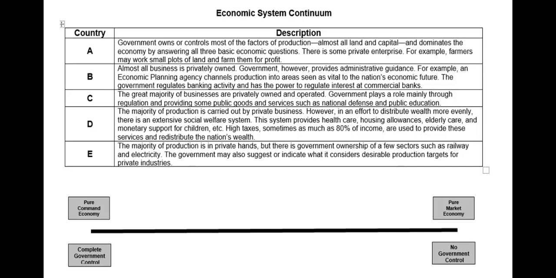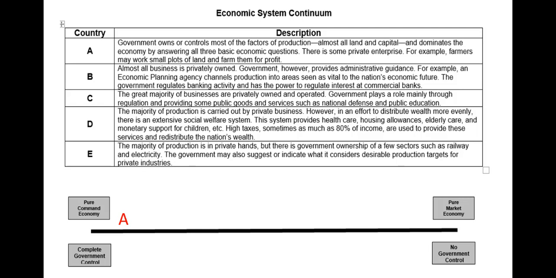Country A: Government owns or controls most of the factors of production, almost all land and capital, and dominates the economy by answering all three basic economic questions. There is some private enterprise. For example, farmers may work small plots of land and farm them for profit. So, country A, we're seeing mostly government control. We'd place that close to our pure command economy on our economic system continuum. And country A is China.